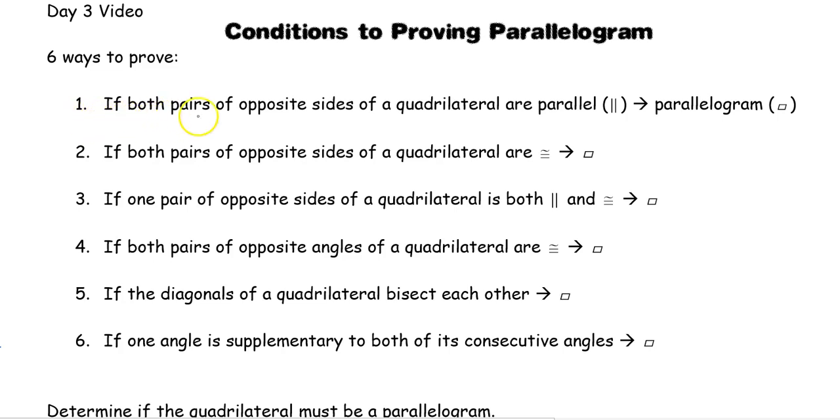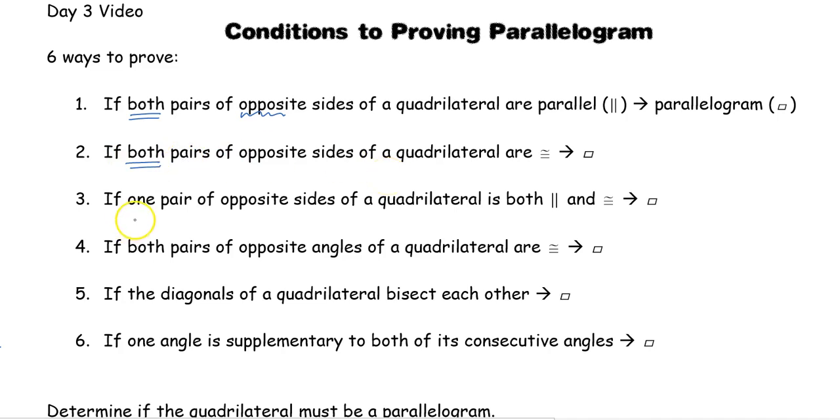First way is if both pairs of opposite sides of a quadrilateral are parallel. That's the definition. Now you can't just have one set, you have to have both pairs of opposite sides being parallel to each other. So if you have that, then yes, you can say it's a parallelogram. If both pairs of opposite sides are congruent, then it's a parallelogram. Just like the last one, we're not just looking at one set, we have to have both pairs of opposite sides to be congruent.